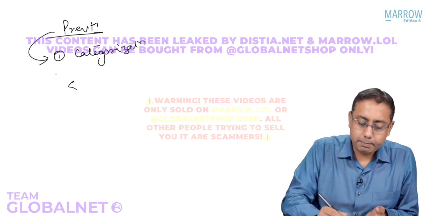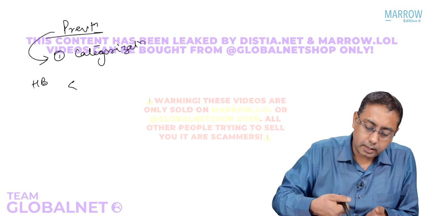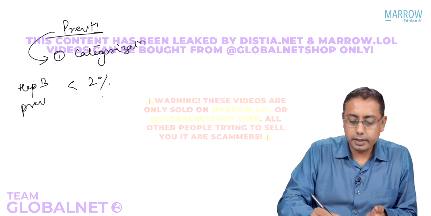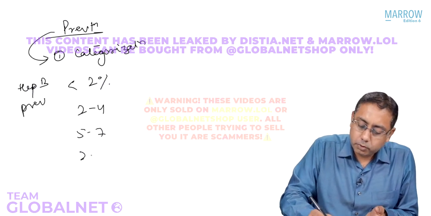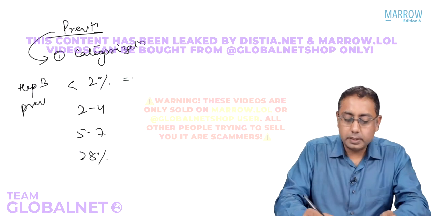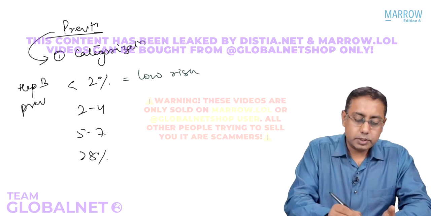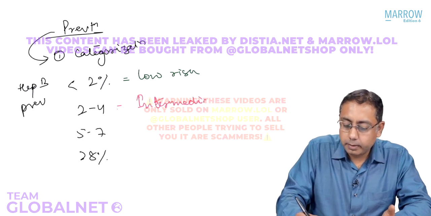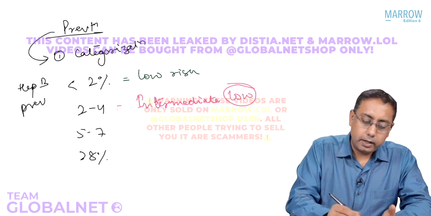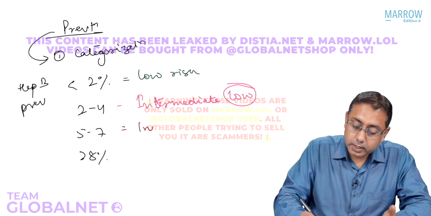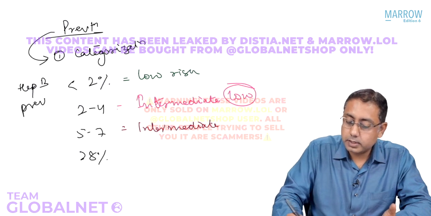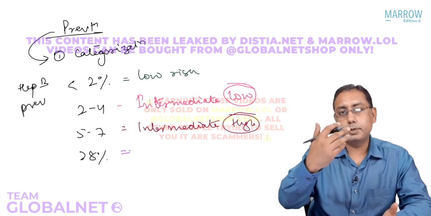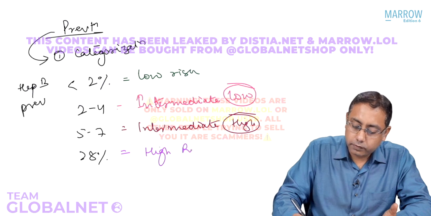If the hepatitis B prevalence in the area is less than 2%, 2 to 4%, 5 to 7%, or more than 8%. If it is less than 2%, it is called a low risk area. If it is 2 to 4%, it is called an intermediate low risk area. If it is 5 to 7%, it is again called intermediate risk, but this is an intermediate high risk area. Or sometimes we may land up in a more than 8% area, that is called a high risk area for hepatitis.